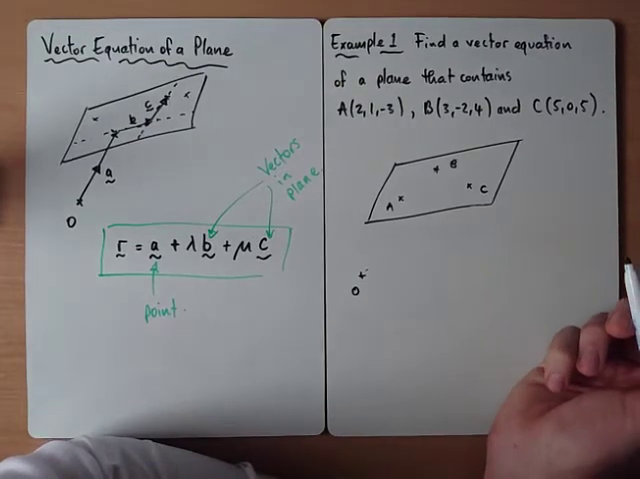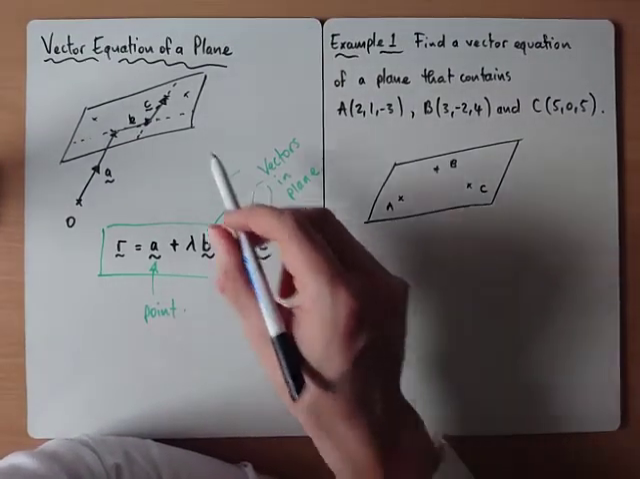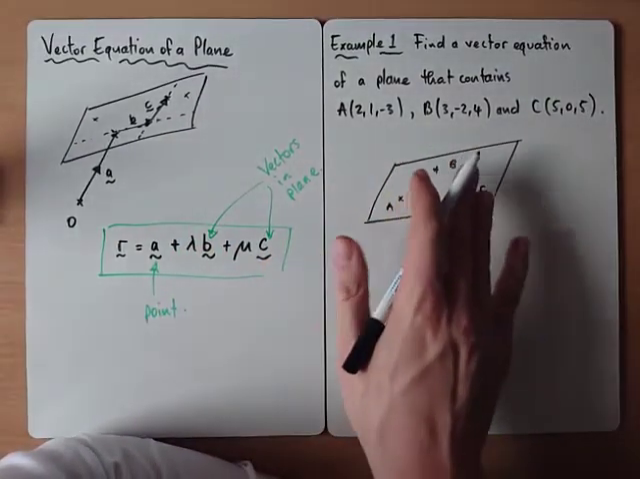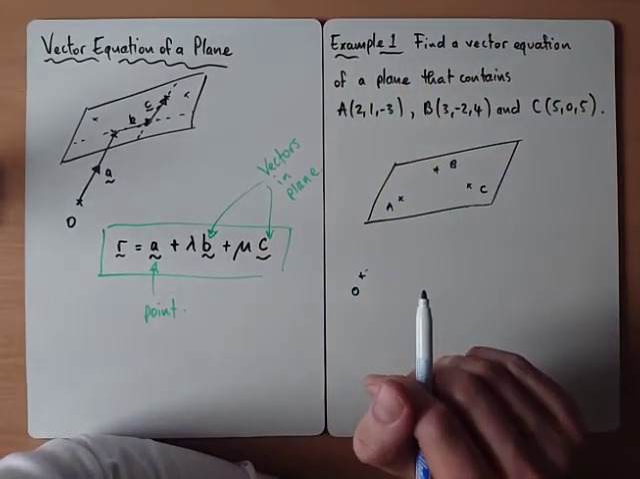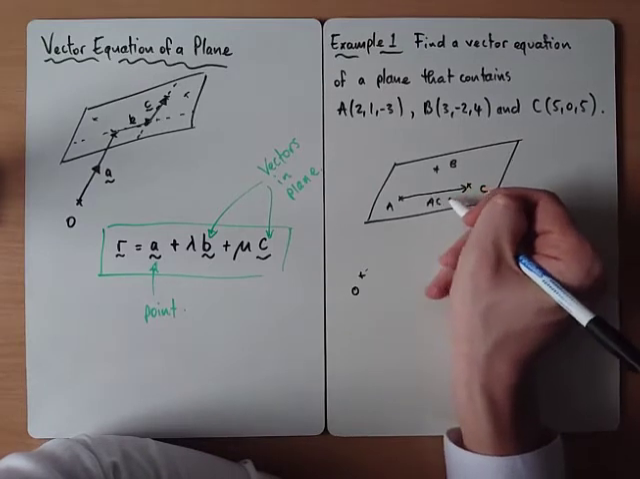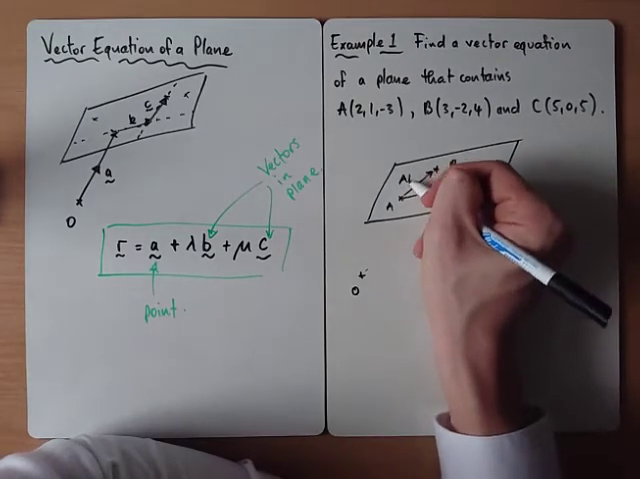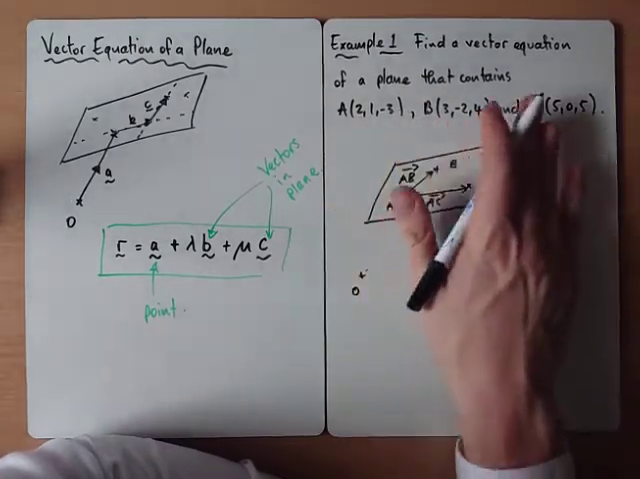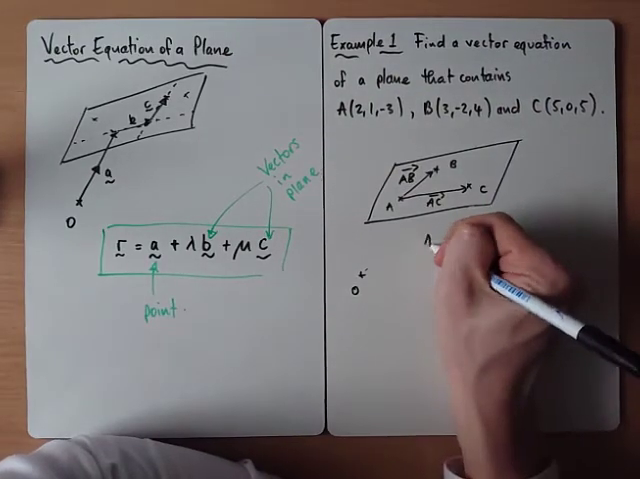Okay, so we know 3 points in the plane. We now need to figure out two vectors that lie within the plane, because if we can find two vectors that lie in the plane, multiples of those allow us to move around in the plane, don't we? Okay, so I'm going to use the vector from A to C and the vector from A to B, because those two vectors would allow us to move around. So all we need to do then is find the vector from A to B.